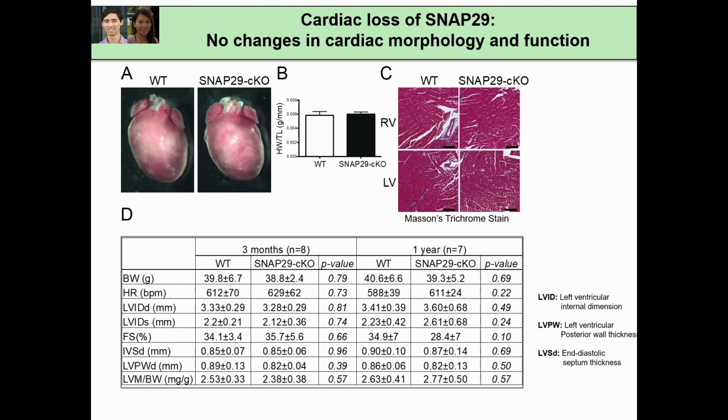But when we look at the physiology of the heart, it's very interesting. There's really no changes in cardiac morphology, and you can see that from heart weight to tibia length. We also did Masson's trichrome stain. We really don't see any fibrosis. We looked at these mice, at least LV function over time at 3 months and 1 year, and really there's no differences in any of these parameters at this stage.